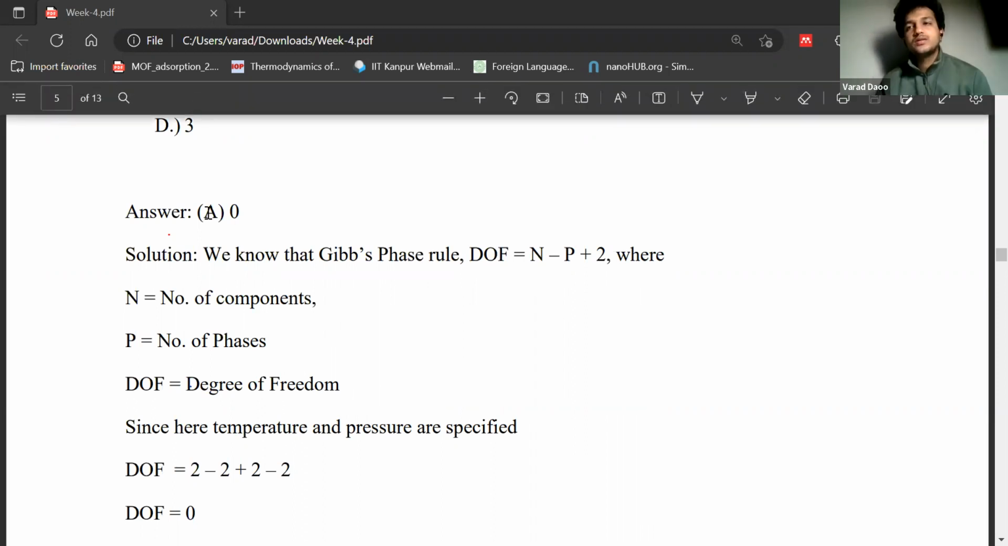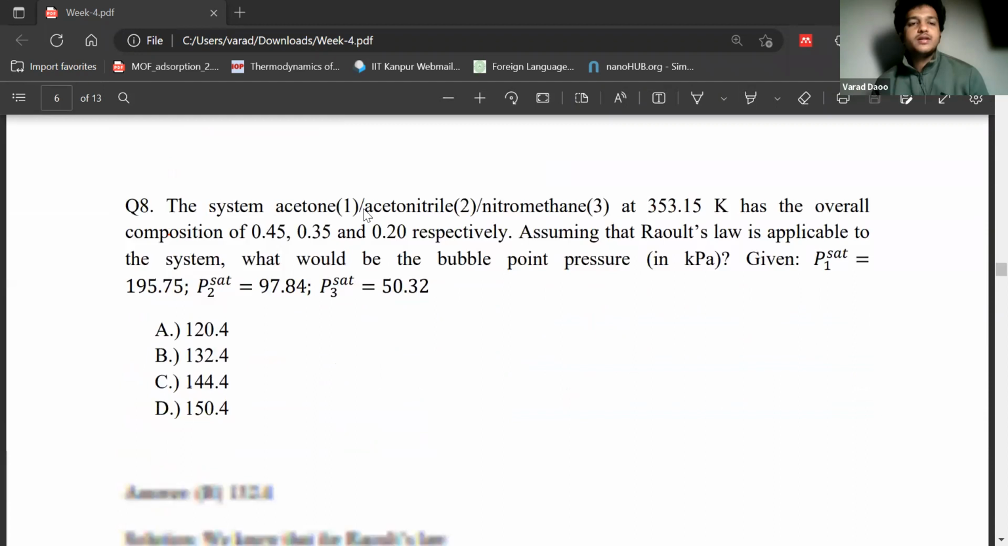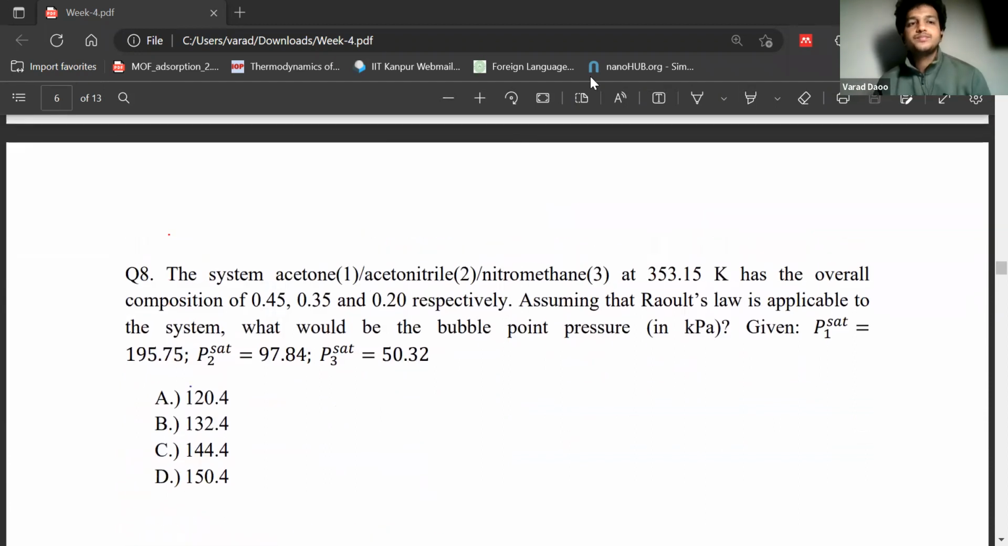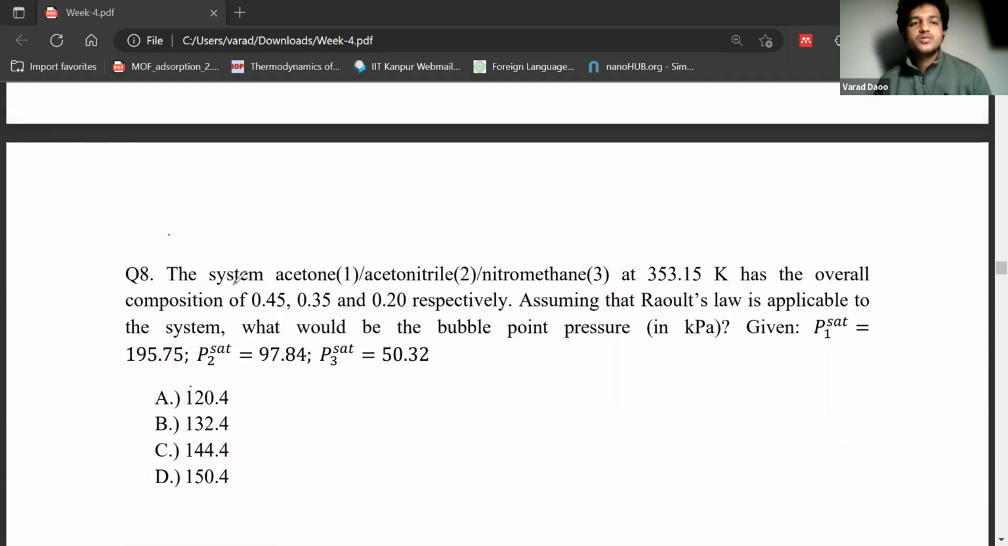No question. So I hope that the solution is clear to everyone, and then we'll move on to the next question. Okay. What is the next big question? So what we have is a system of acetone and acetonal, so we have a ternary mixture here.